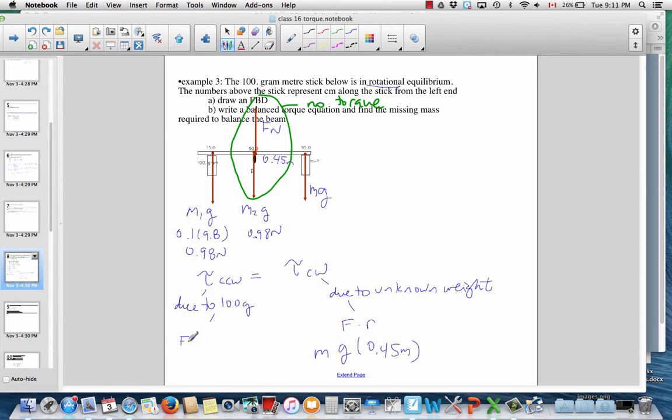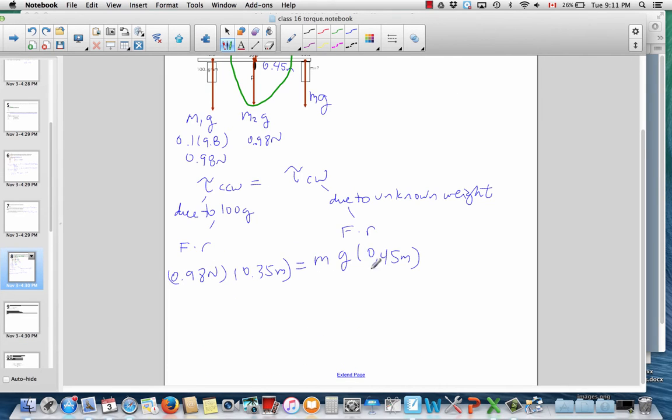And we know a torque is a force times a distance. The force we worked out was 0.98 newtons of weight. And the distance from 15 to 50, that's 35 centimeters, or 0.35 meters. So the fact that these torques have to equal each other gives us this condition right here. And this is going to enable us to solve for the mass m. So this is, let's see, 35 over 45 is 7 over 9 times 100, which should be 77.7 grams, or 0.077 kilograms.